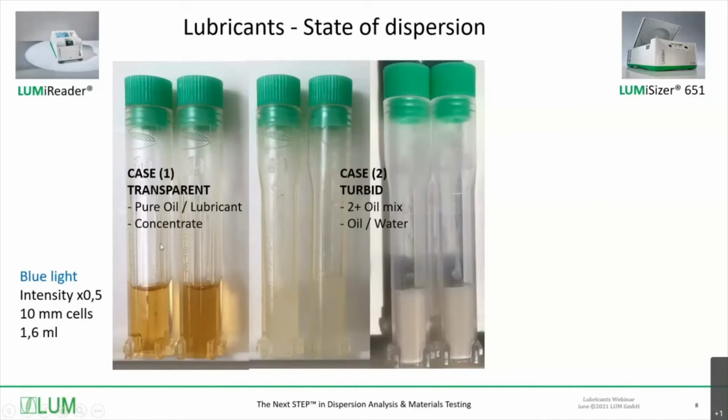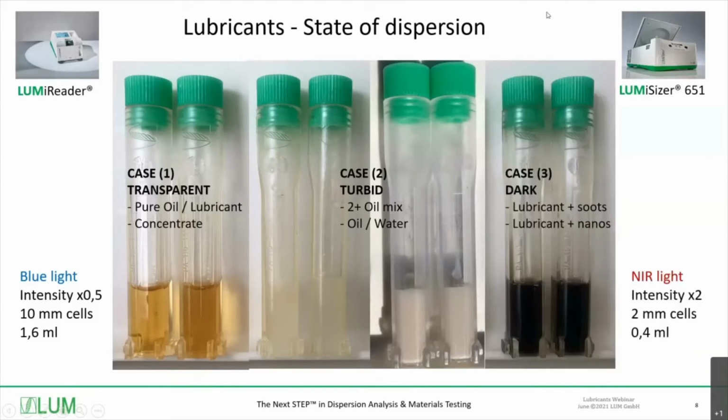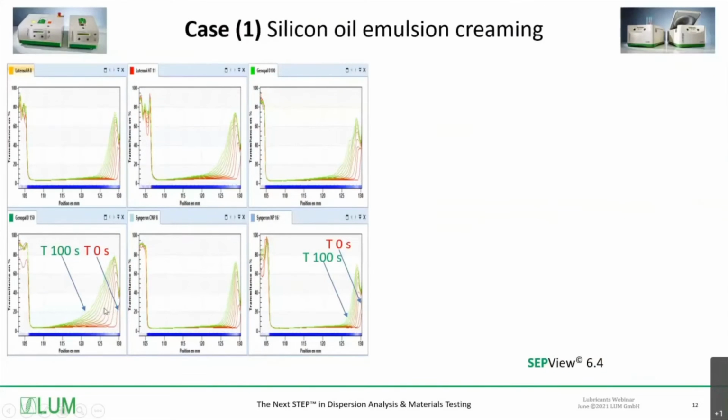Second state of dispersion. If you dilute your concentrate into water, you can have partly turbid samples. You can have also lubricants containing soot or nano after use in a motor, for example. And the creaming interface is moving from 130 to 120 for this surfactant.